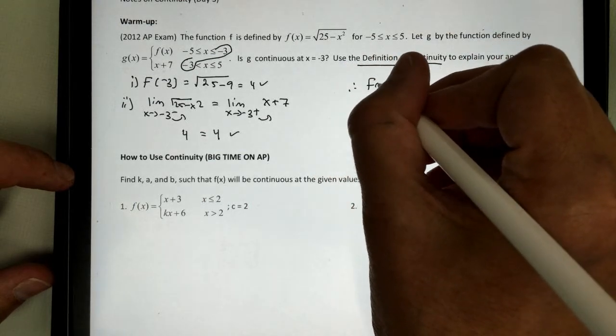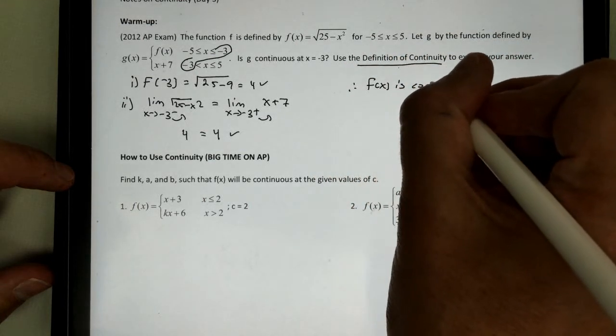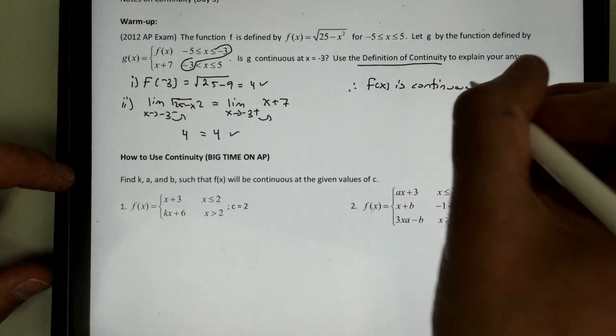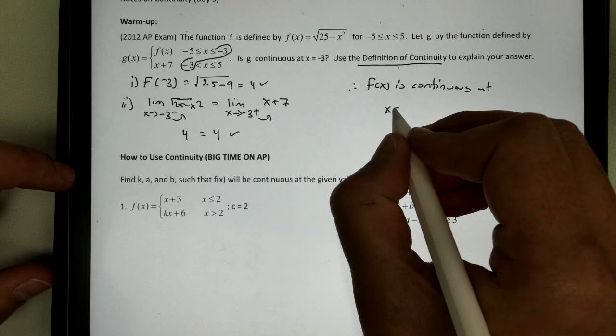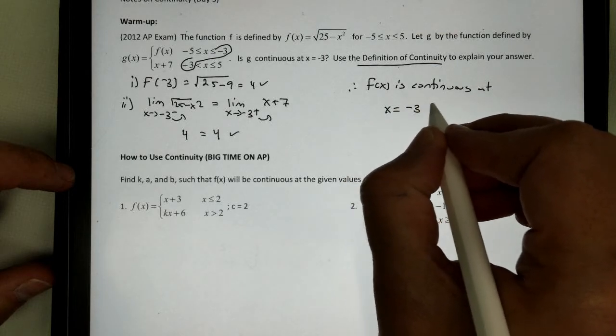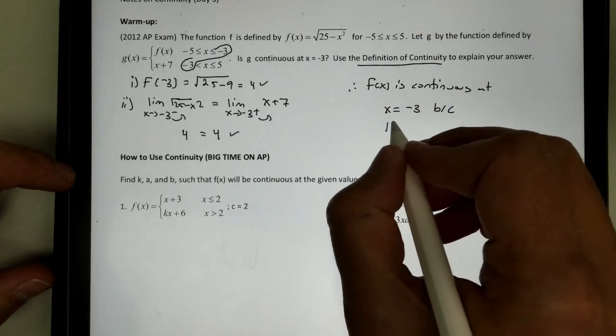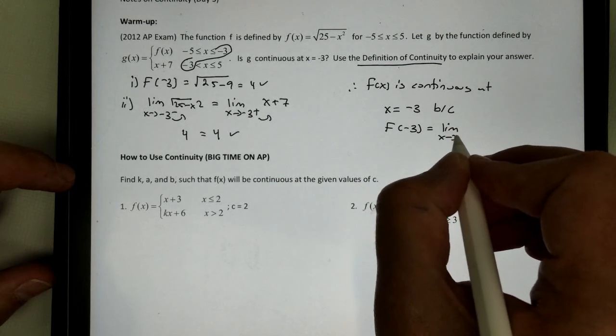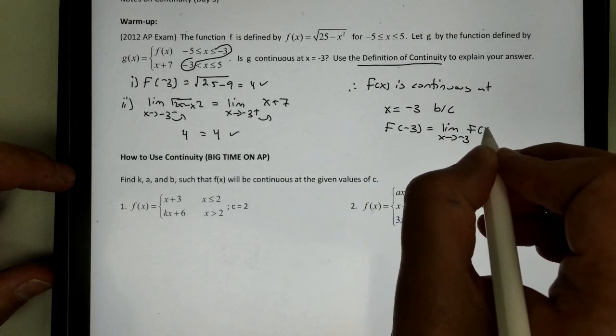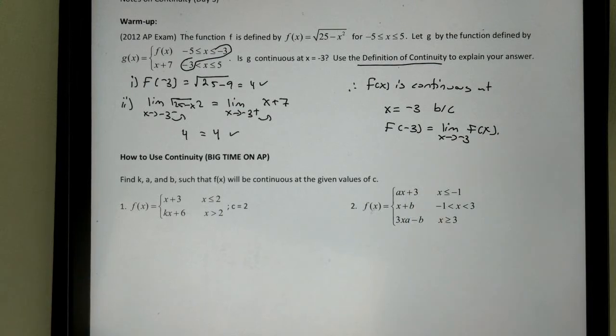Therefore, f of x is continuous at x equals negative 3 because, and we're going to define it, the value at negative 3 equals the limit as we approach negative 3 of our function. And there we go. That's it. Very easy. Easy 3-4 points on any quiz, test, AP test, whatever.